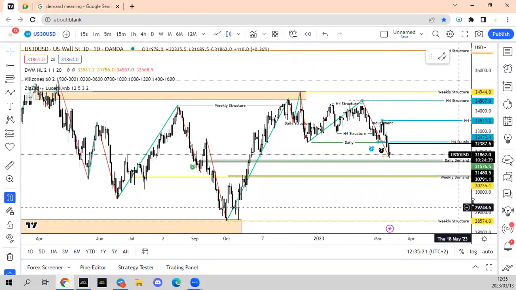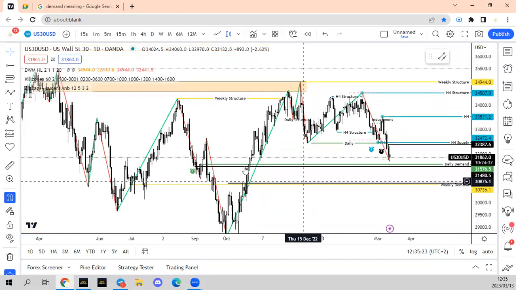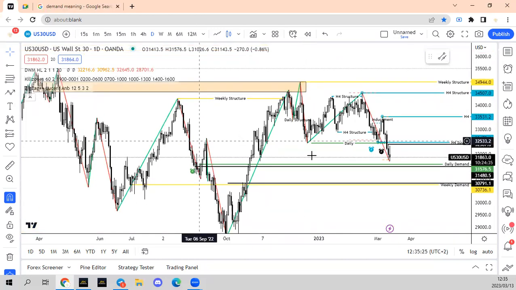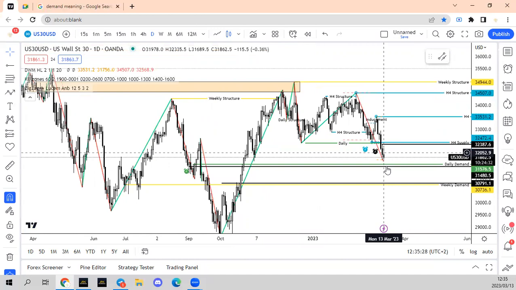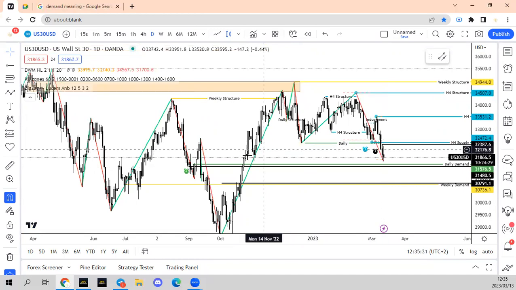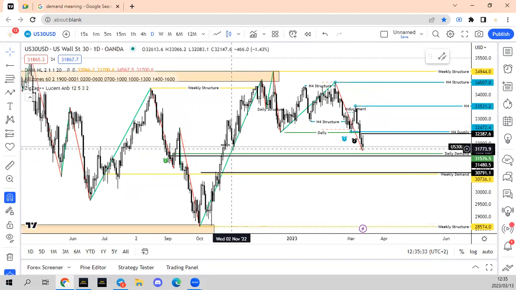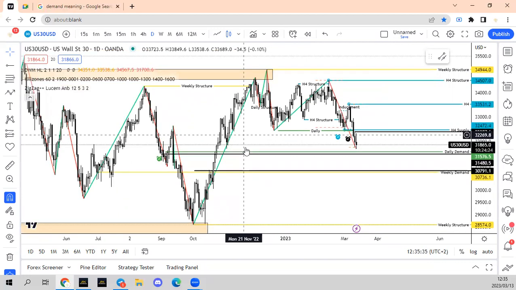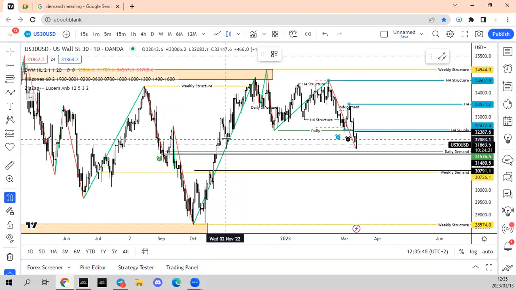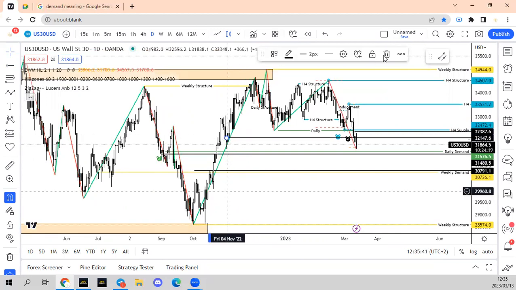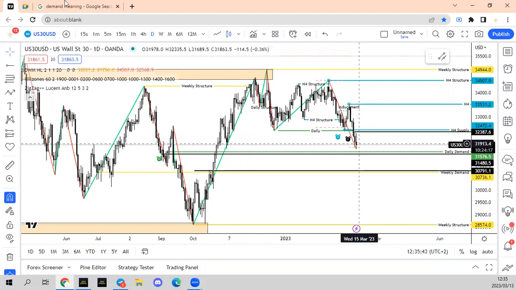So we have this demand, equilibrium pricing, and we can see that it's acting as a magnet because price is actually rushing there, which is fine. And we have a liquidity pool right here. You can imagine how many people are looking to buy this.